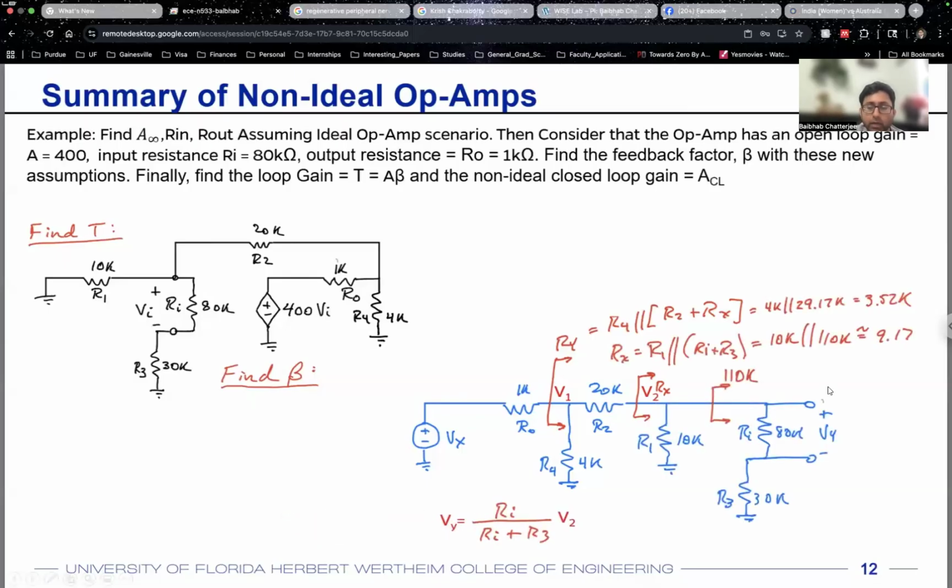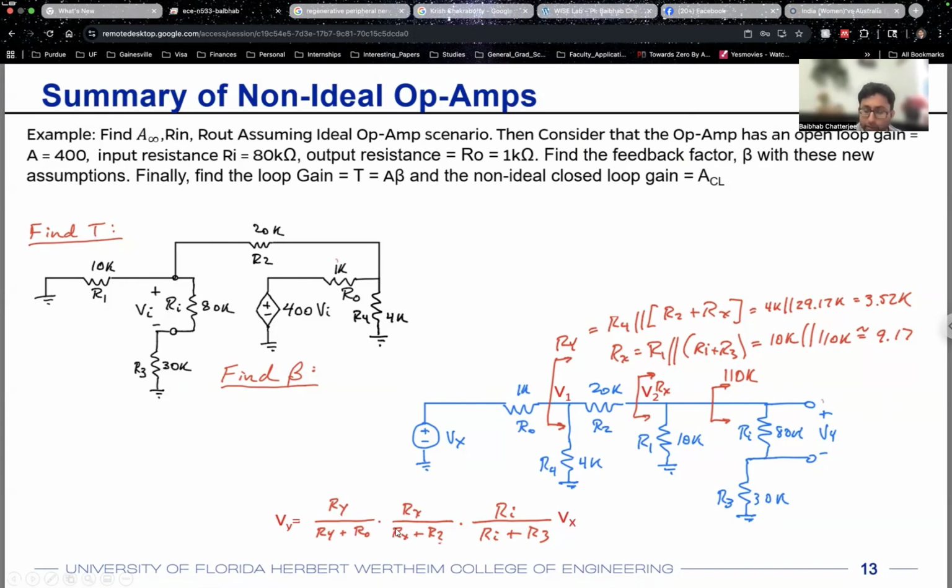And then you finally find out what is connected after V2. After V2, you have the Ri resistance, across which you want to find out the voltage eventually. That's an 80 kilo ohm resistance. And then there's also R3, which is a 30 kilo ohm resistance connected to ground. So you have your Vy, which is Ri divided by Ri plus R3 times V2. So you represent your final Vy, or the voltage at the input terminal, as a function of V2. Now you know V2 as a function of V1, and V1 as a function of the original Vx voltage. So you can find out your Vy voltage as a function of Vx, and this is basically your beta.